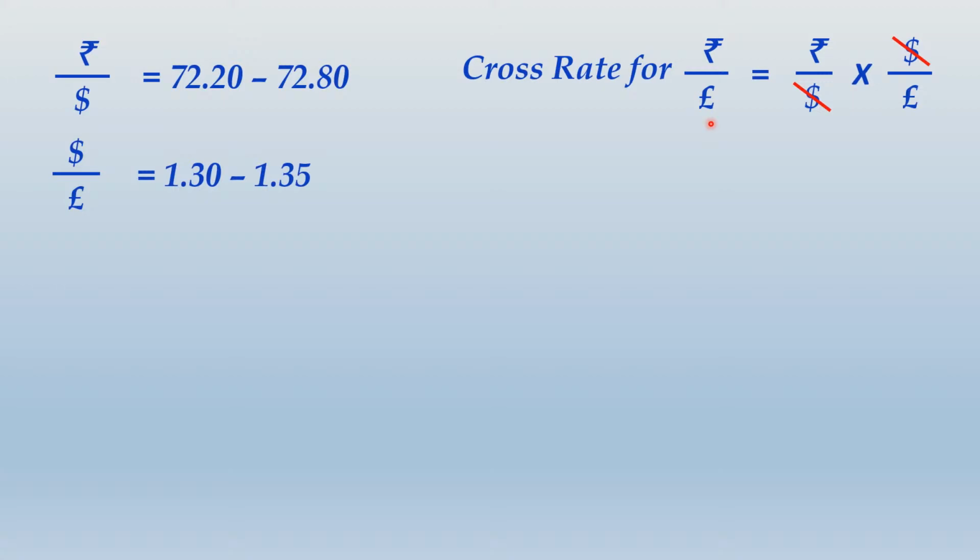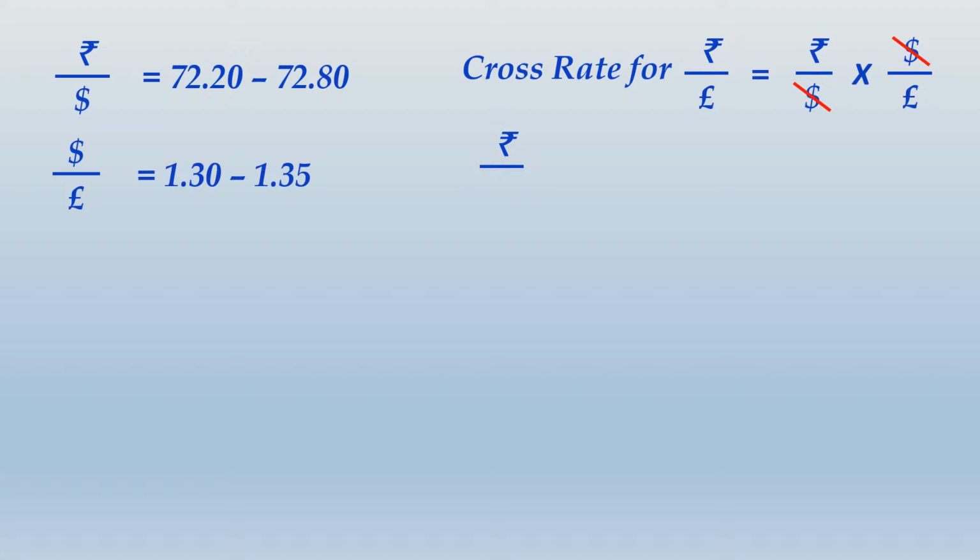You have to multiply rupee per dollar with dollar per pound, but we have two values of rupee per dollar, one is bid, one is ask. We have two values of dollar per pound, one is bid, one is ask. Now which rate should be multiplied to which one is the question, right? And that is where the fundamental principle comes into picture. Bid rate should always be multiplied to bid rate. Ask rate should always be multiplied to ask rate.